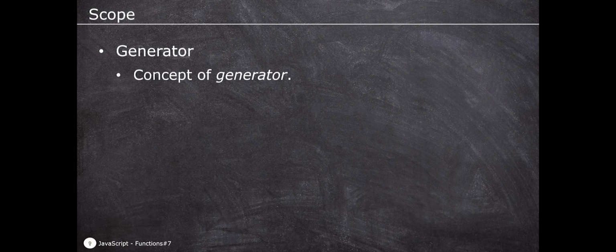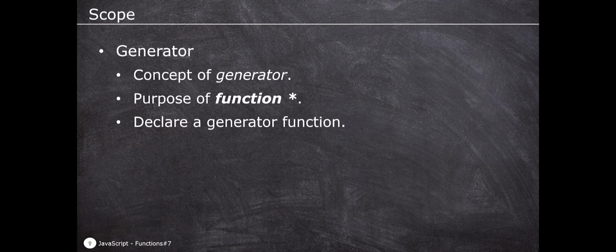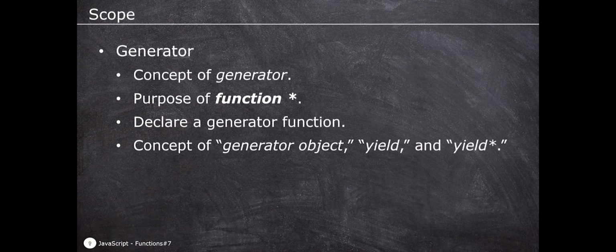In this video, we will cover the concept of generator, how it pauses the execution of a function, what is the purpose of a keyword like function star, learn to declare a generator function and how to do this in an object and in a class. We'll learn the concept of generator object, yield and yield star statements, and conclude by implementing a generator object to get a good grasp of the concept.